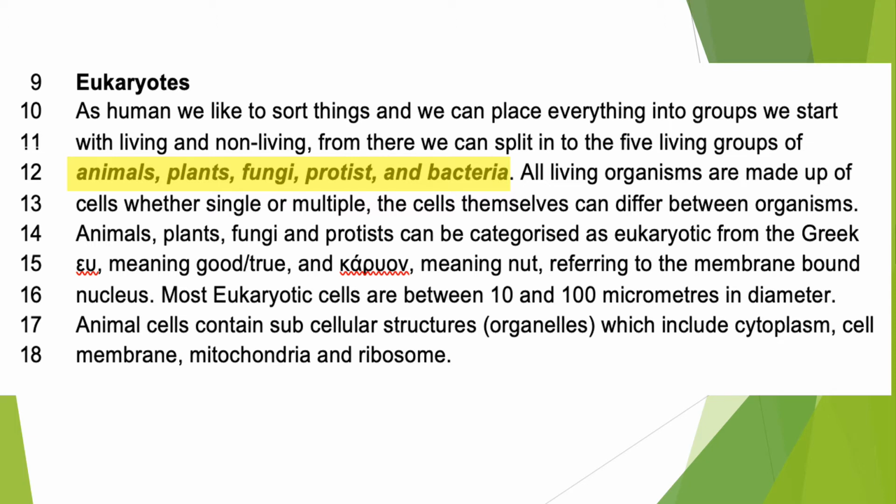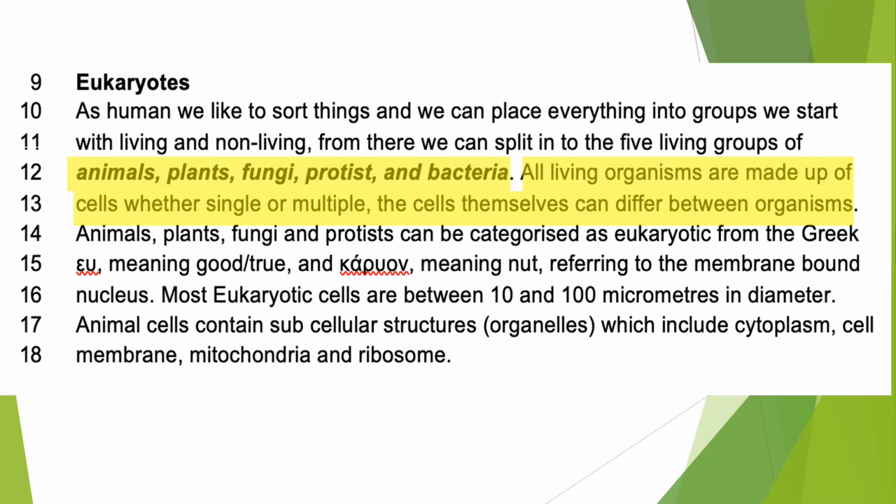And moving on, all living organisms are made up of cells, whether single or multiple. The cells themselves can differ between organisms. This is going to be a lot of information, but we're going to look into cell differentiation in another lesson. Again, I want you to go ahead and highlight that sentence. All living organisms are made up of cells, and they can be single, which we call single cell organisms, or they can be multiple, which we call multicellular organisms.